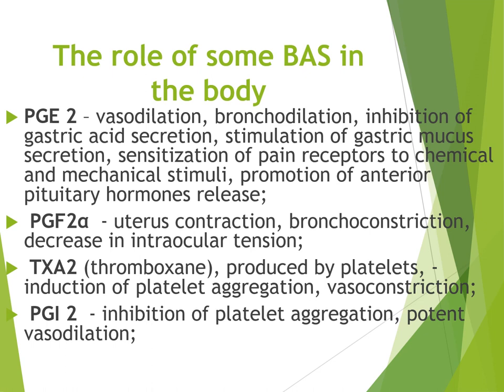Thromboxane A2 is produced by platelets. Production of this biologically active substance leads to the induction of platelet aggregation and vasoconstriction. Prostacyclin leads to the inhibition of platelet aggregation and potent vasodilation. It is the main representative of these prostaglandins and has the opposite effect to thromboxane. And you know that the main enzyme inhibited by the main group of non-steroidal anti-inflammatory drugs is cyclooxygenase. We have to discuss the role and types of this enzyme.